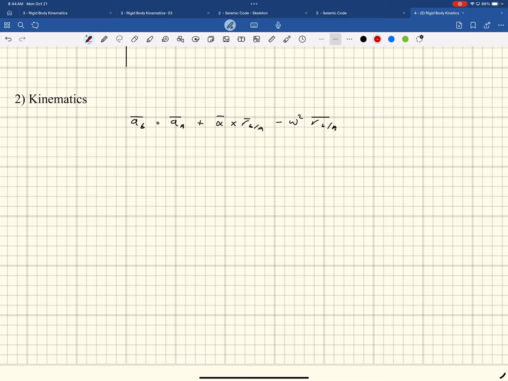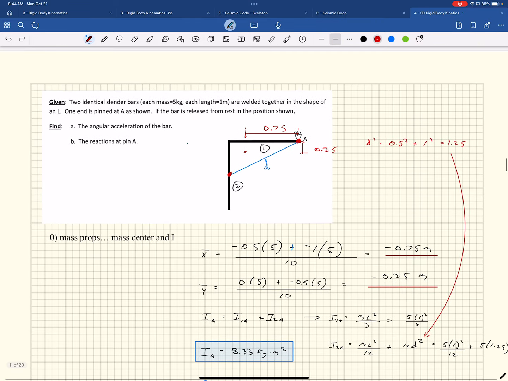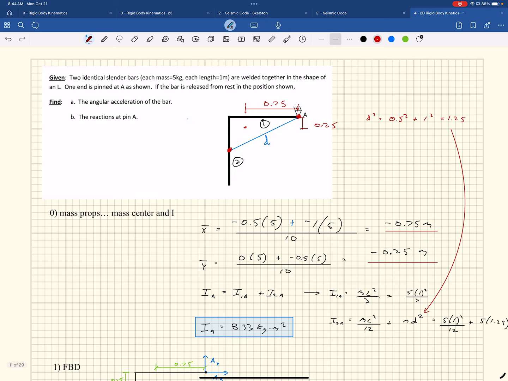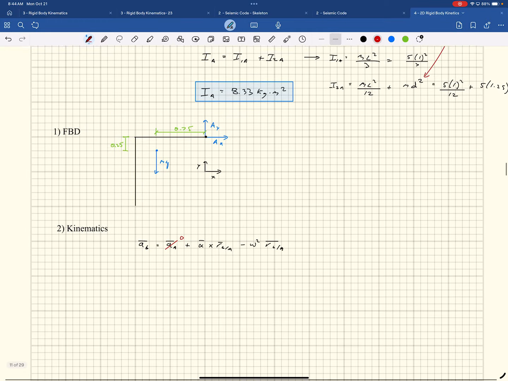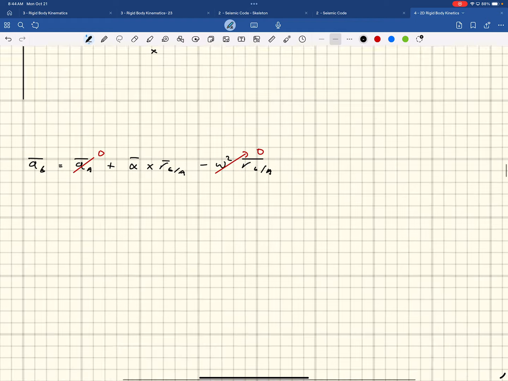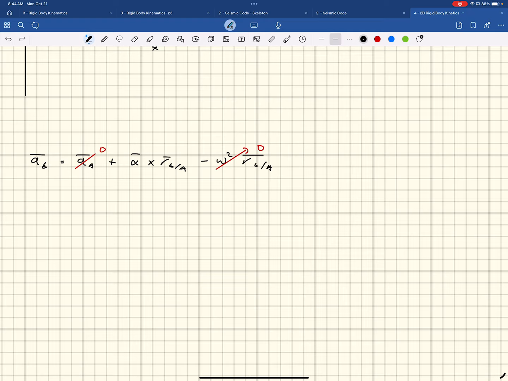AA is 0, right? Because it is a fixed point, so AA is 0. And then this thing, the problem statement says the bar is released from rest. So that means it's not moving at this instant right here, which means omega is 0. Then omega is 0, starting out at rest. If it had an omega, we would leave it in there. But in this case, it's starting out at rest. G, yep, there's a little G. R_G/A is G seen from A.